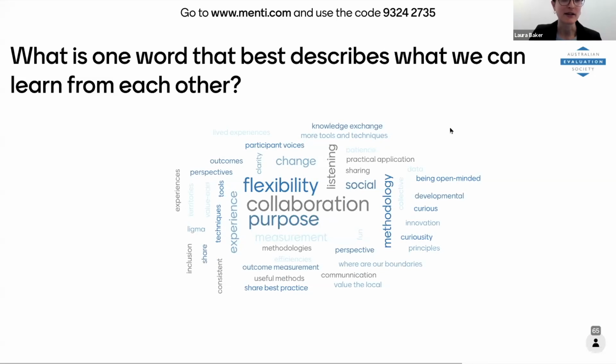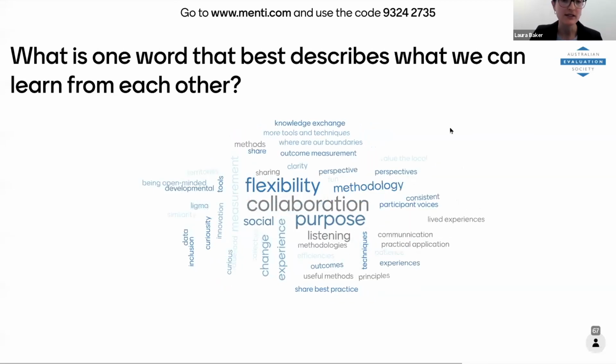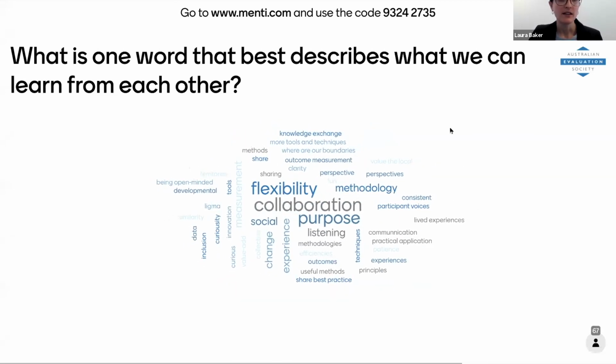Really interesting to see flexibility, collaboration, and purpose coming through there. And I think that resonates with what we've both said, that we need to be adaptable as providers of these services or as people who collaborate with those that provide these services. Indeed. Make sure that it's fit for purpose.